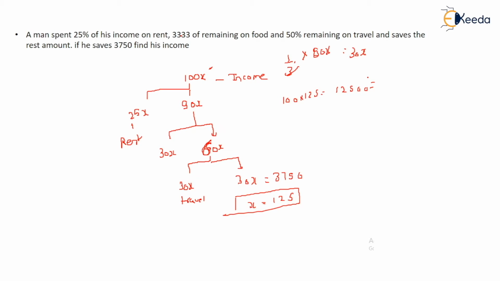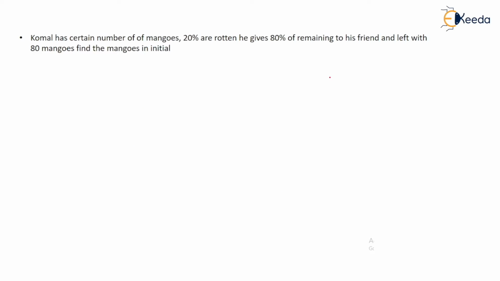Okay, let's solve the next question. Komal has a certain number of mangoes. 20% are rotten. She gives 80% of the remaining to her friend and is left with 80 mangoes. Find the initial number of mangoes. So suppose Komal was having 100x mangoes. 20% are rotten. So 20x are rotten.